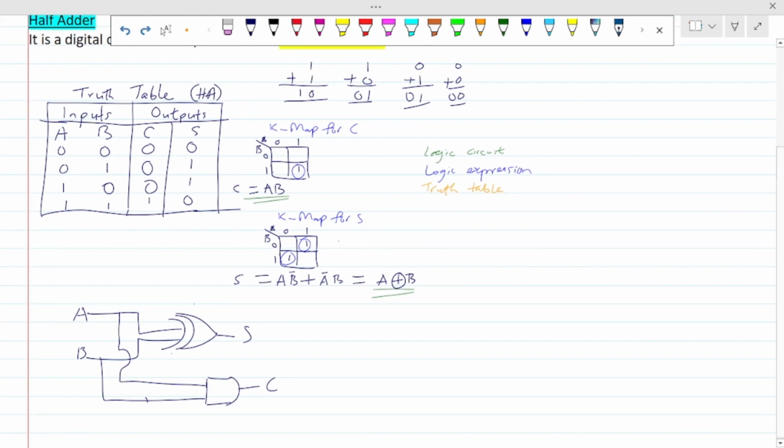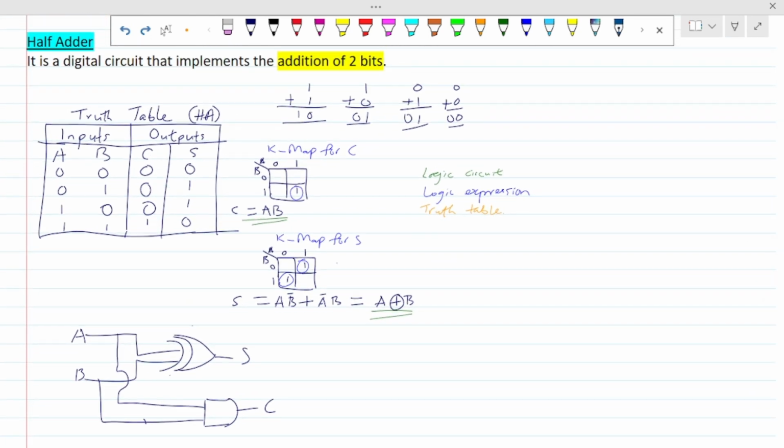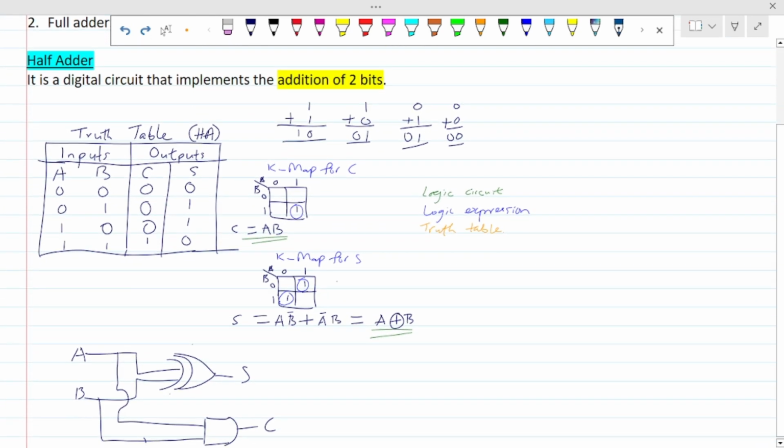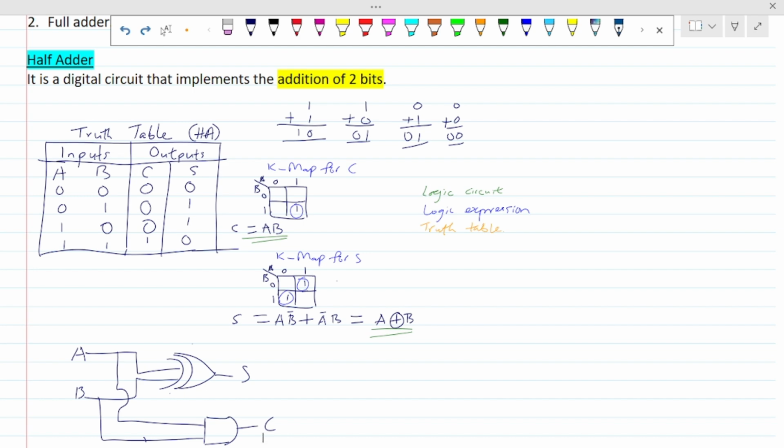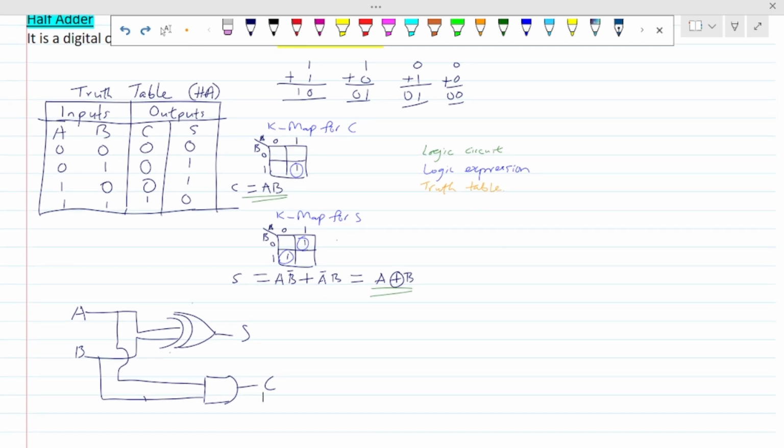Okay. So we'll stop here in this video, and then in the next video we'll talk about the full adder. It's similar to this, just that it has 3 bits instead of 2 bits.